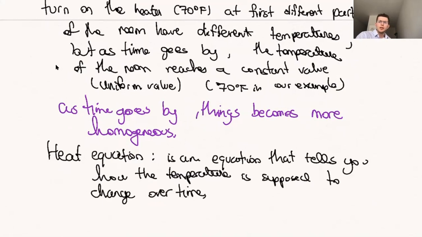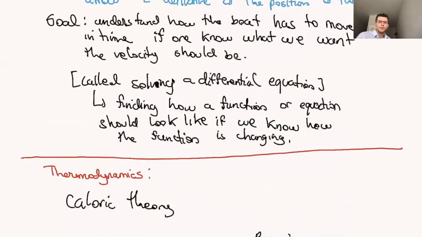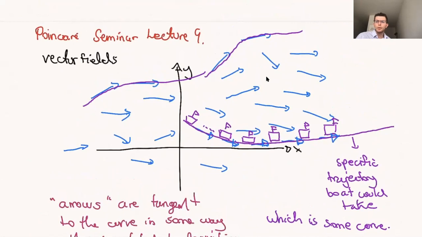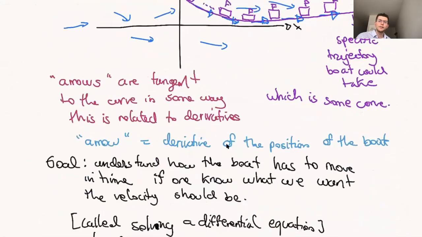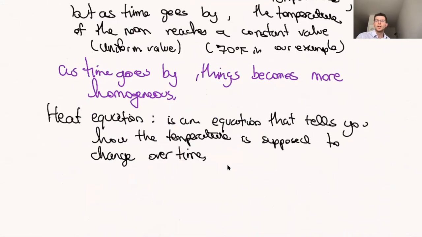So this is similar to the problem that we had discussed before, because before, essentially, I was giving you a rule that told you how the boat was supposed to move, right? So I was giving you a rule for the velocities of the boat, and here I'm giving you a rule for how the temperature is supposed to change. So I'm giving you a rule for the rate of change of temperature, right?